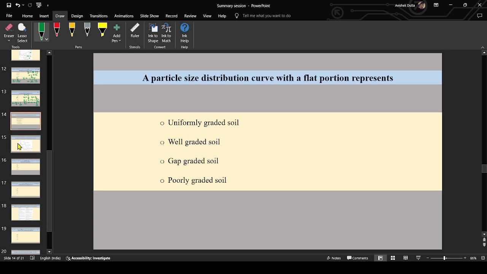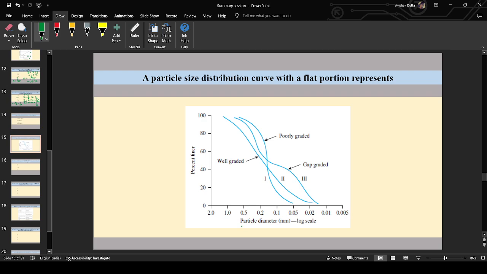Now, if we see the graph, here the x-axis in logarithmic scale has the particle diameter. In this case, it is going from left to right, from the largest to the smallest size of particles, and the y-axis has the percentage finer. So you can see in well-graded soil, the graph is almost an inclined line such that we can see all the particle sizes.